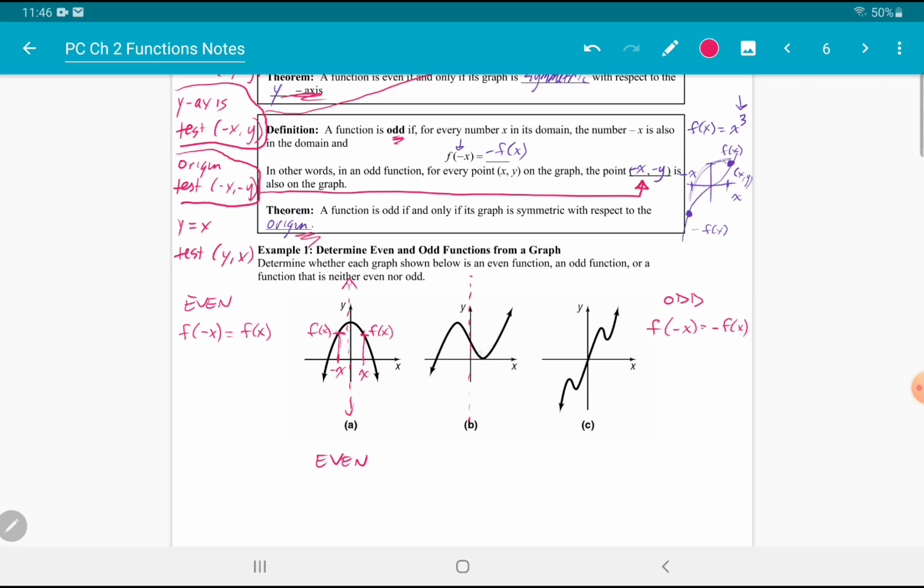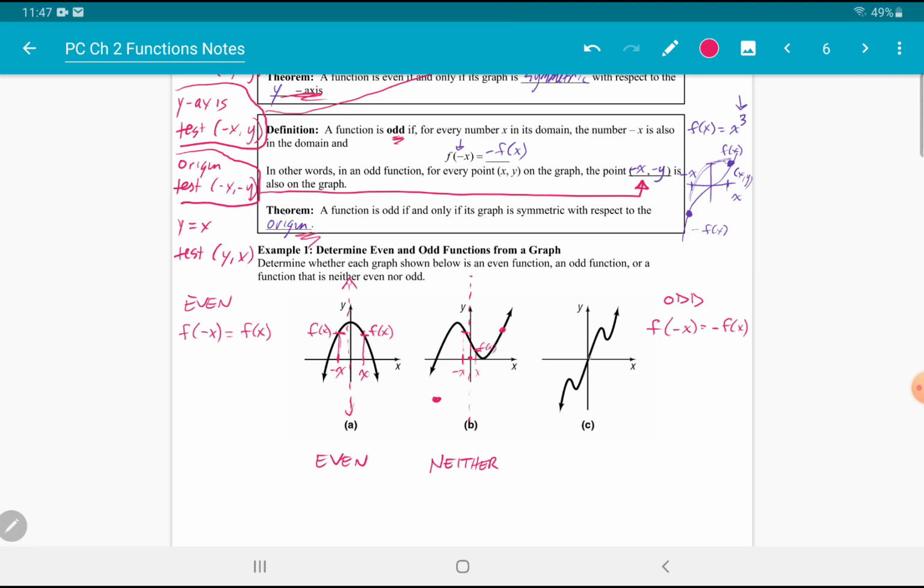Well, do we? It doesn't look like it. If we plug in an x value and get its output, and plug in its negative x value, do we get the same output? No, we don't, right? We're not even getting the same y value. So therefore, this is not even. Also, you don't have symmetry with respect to the origin. If I plug in this point here, I'm not seeing the mirror image over on this side here. I'm not getting that same point. So this is also not an odd function. This would be a neither function.